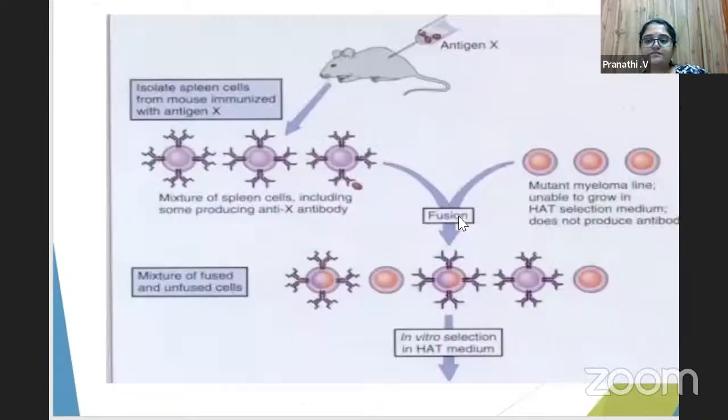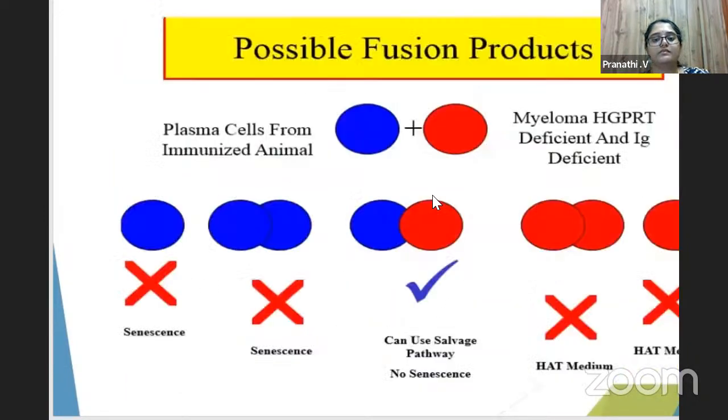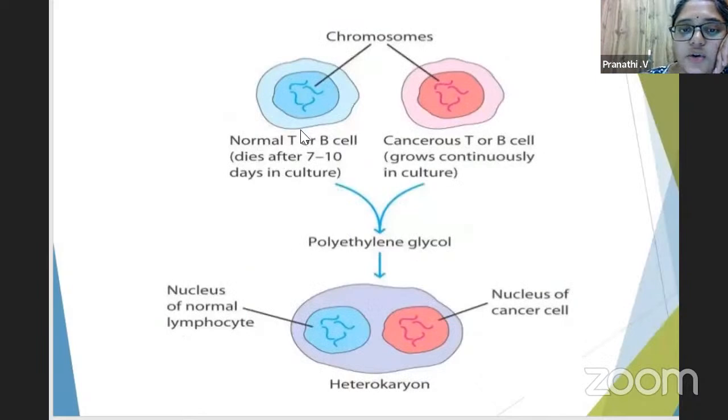As you can see over here, the same thing has been explained earlier also. So this is how screening of supernatant for the different types of antibody activities is done. And then you have hybridomas producing one single type of antibody. Senescence is aging, which is not taking place in the plasma cells of the immunization. Whenever you have HGPRT and immunoglobulin deficient mediums, that is when it is going to take place. So you can see chromosomes also here.